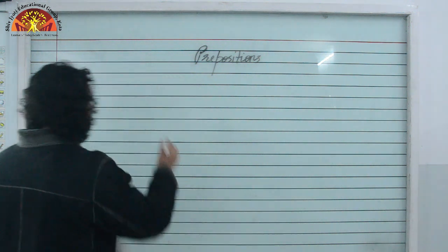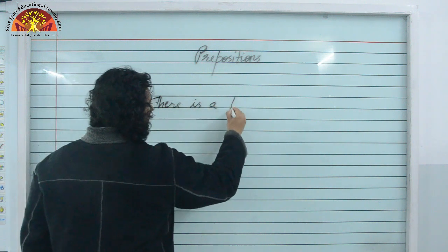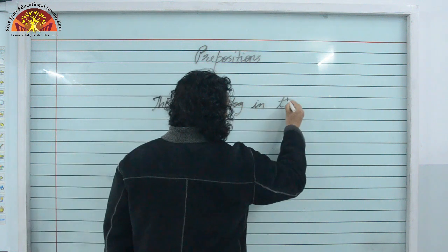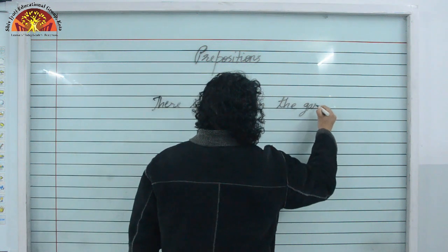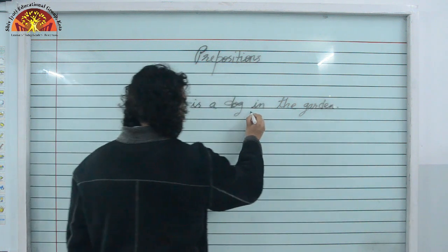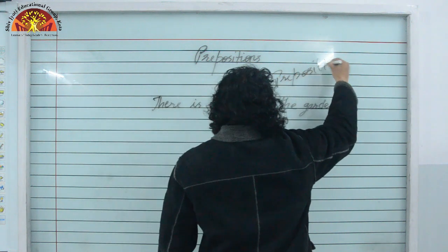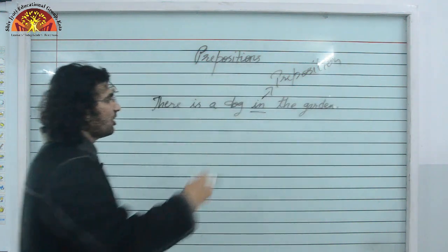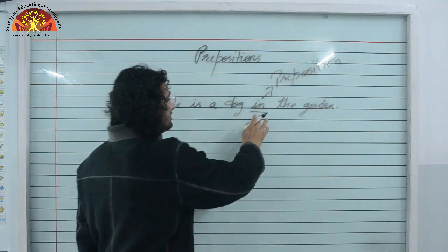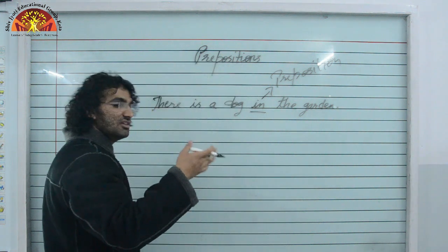There is a dog in the garden. Okay, you see, this in is a preposition here. Preposition. There is a dog in the garden. Where is that dog? That dog is in the garden. Without this in, we are never going to find out where the dog is. There is a dog in the garden.